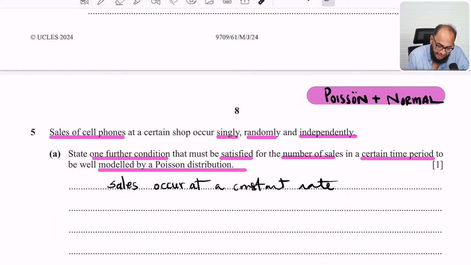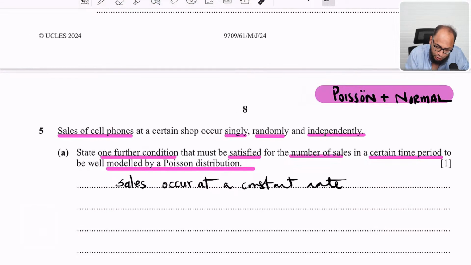Everything is there. So now it says this one, question number 5. Sales of cell phones at a certain shop occur singly, randomly, independently. These are the different conditions related to the Poisson distribution, the mean number of occurrences.